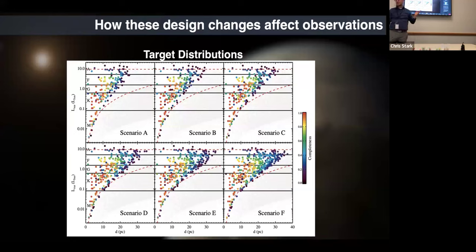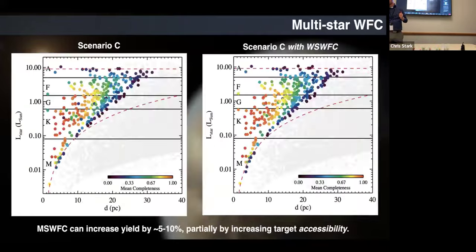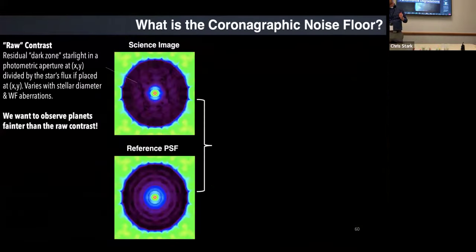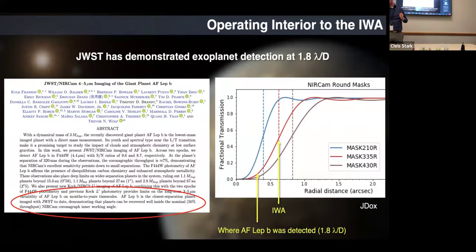So inner working angle is not a real thing. It's an unfortunate misnomer. It is not a limit. You can work inside of that. And in fact, I thought somebody had asked about this, so I made a slide for it. There was a really great paper that just appeared on the archive. Here it is. JWST has now demonstrated exoplanet detection at 1.8 lambda/D. This is using a coronagraph that was designed to operate at 6 lambda/D. And it detected a planet at 1.8 lambda/D.